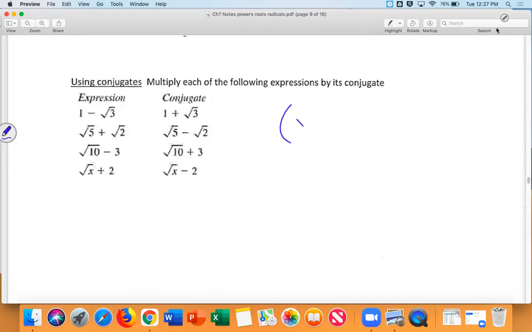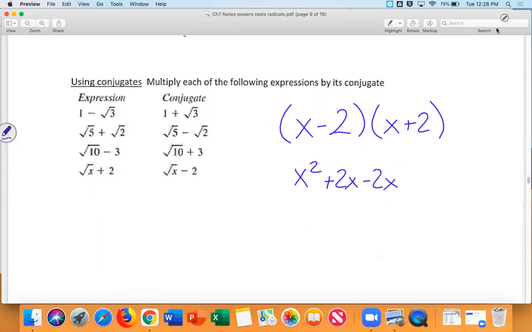When we multiplied these two things together and the middle canceled out, right? We would have x times x is x squared. Then x times 2, that was 2x. Negative 2 times x is negative 2x. Negative 2 times 2, that was negative 4. Then we saw those canceled out. Same principle going on here, but the concept is one's positive and one's negative.